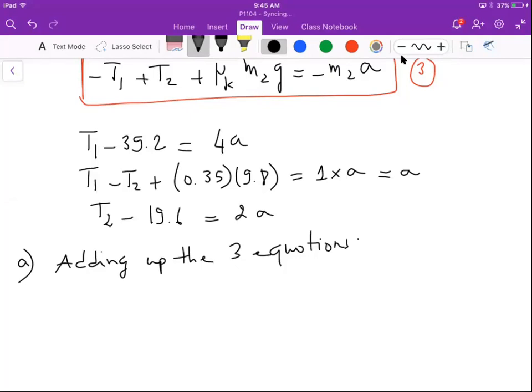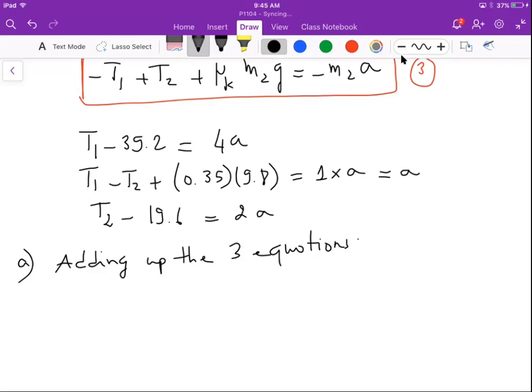Okay, so here we have T1 minus 39.2 is equal to minus 4A. So let's multiply it all by minus 1; it becomes minus T1 plus 39.2 is equal to plus 4A. If I add the three equations together, we get minus T1 plus 39.2, then plus the second equation, T1 minus T2 plus 0.35 multiplied by 9.8, which is 3.43, plus the third one, T2 minus 19.6. So this is the first equation.